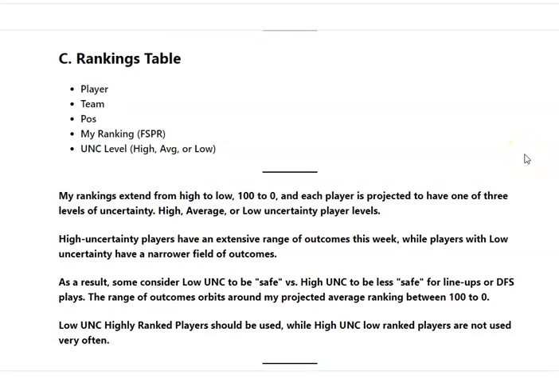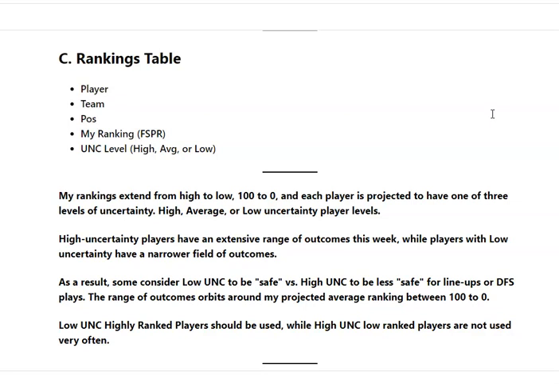Then finally, I'm going to give you my rankings table for this week. Player, team, position, my rankings, Fantasy Sports Professor rankings, FSPR, and the uncertainty level that I'm placing the player into. And the rankings go from 100 best to 0 worst. So 50% is thought to be near average. So you can kind of gauge the overall feeling that I'm having on this player. And then whether they're in the high uncertainty, average, or low uncertainty bucket.